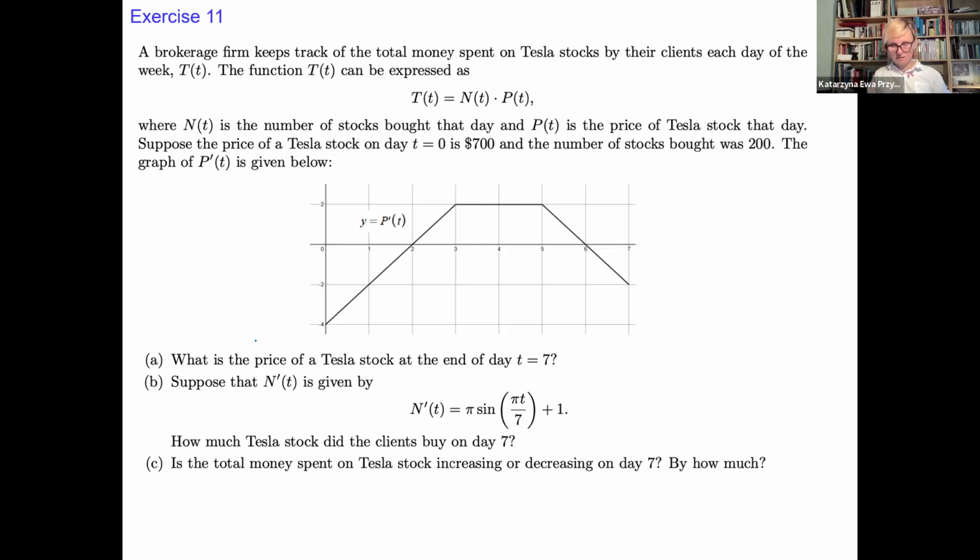I was looking at my notes. Okay, you probably recognize this question.